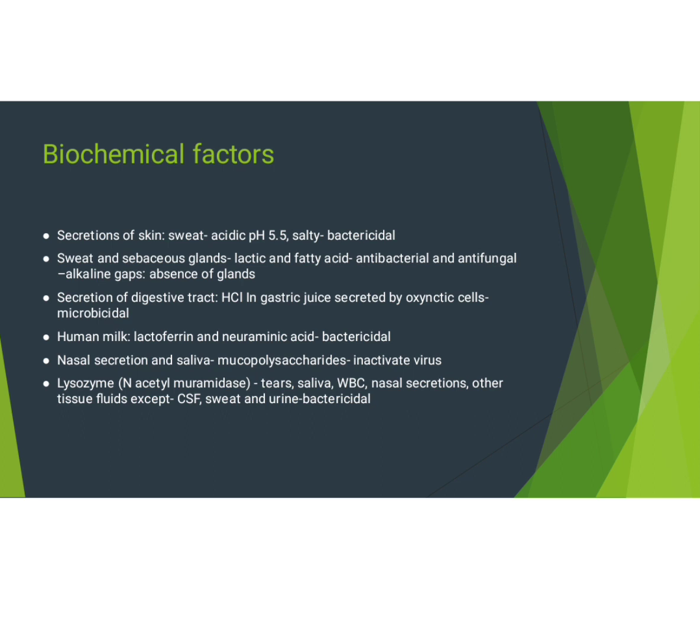Next is the secretion of the digestive tract. In the gastric juice, we have HCl, which is secreted by the oxyntic cells, and it is microbicidal in nature. In human milk, we have lactoferrin and muramic acid, which are again bactericidal. In the nasal secretion and the saliva, we have mucopolysaccharides, and when any virus happens to enter the nose or the mouth, these secretions try to inactivate the viral particles.